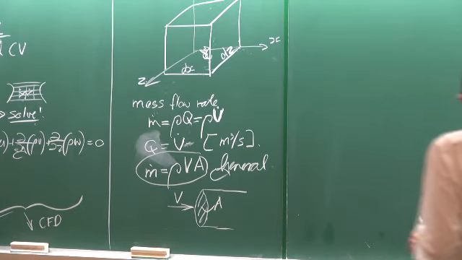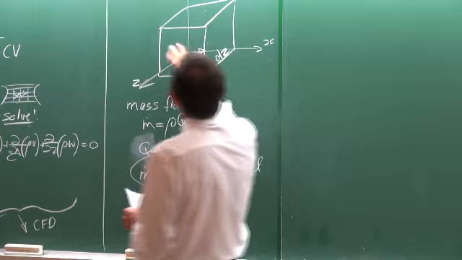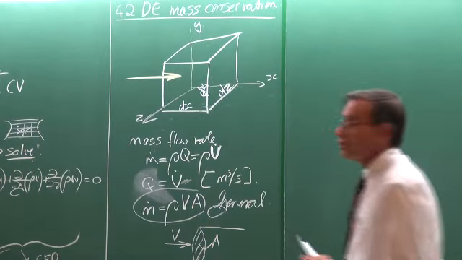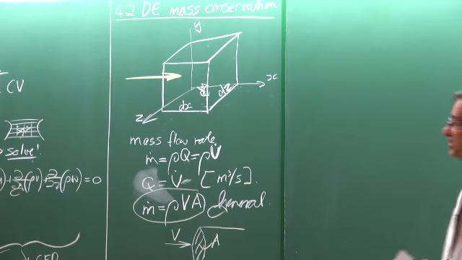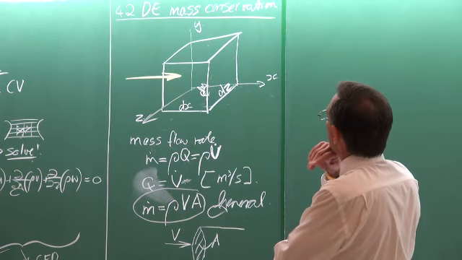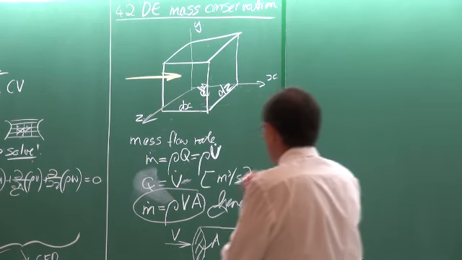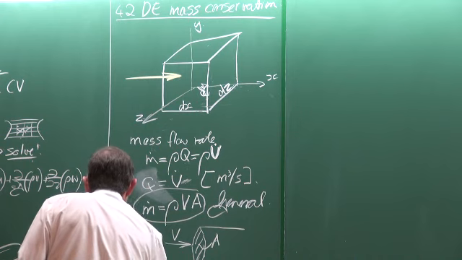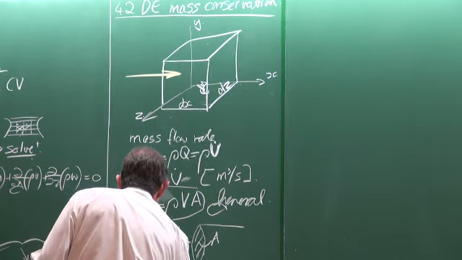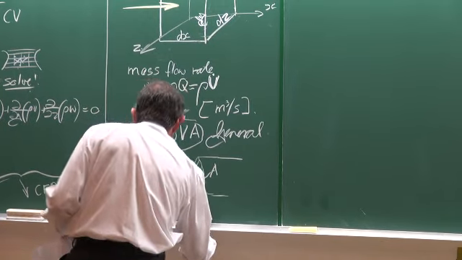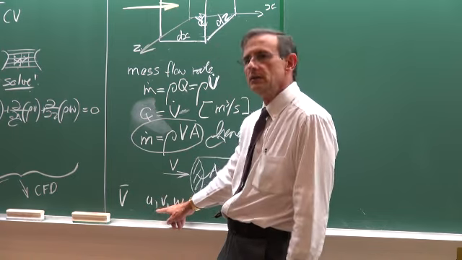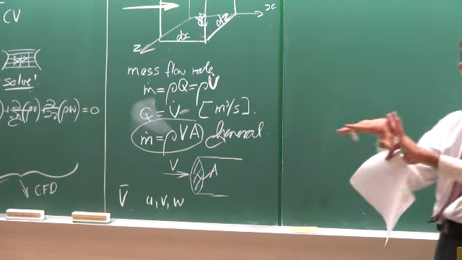Okay, now let's look at what is flowing into the control volume from the x direction. The coordinate system, or the nomenclature that we use, is that the velocity vector v will consist of the components u, v, and w, the velocities. u in the x direction, v in the y direction, and w in the z direction.